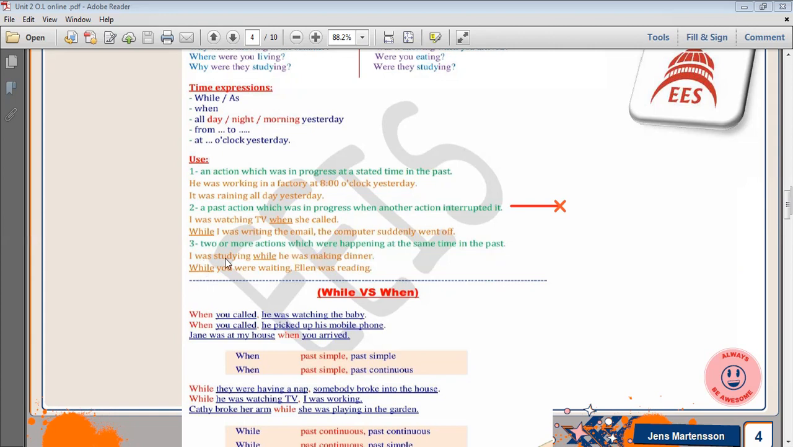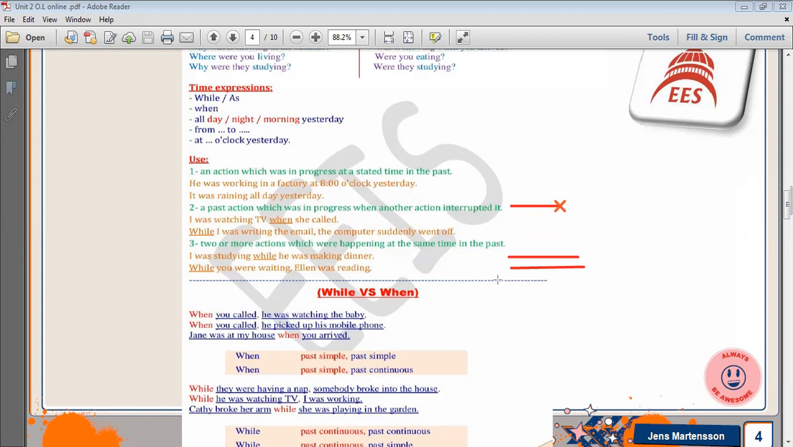Look, I was studying while he was making dinner. Look, I was doing something. I was studying, and he was doing something else. He was making dinner. Okay, we can draw it like this. An action was happening. I was doing something, and someone else was doing another action, and we have no interruption.